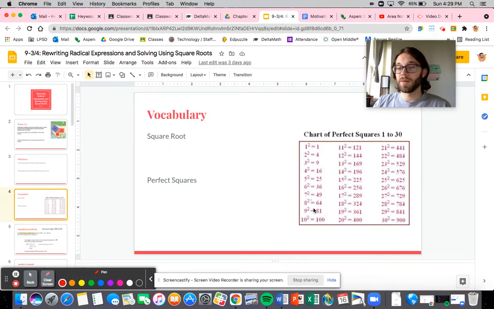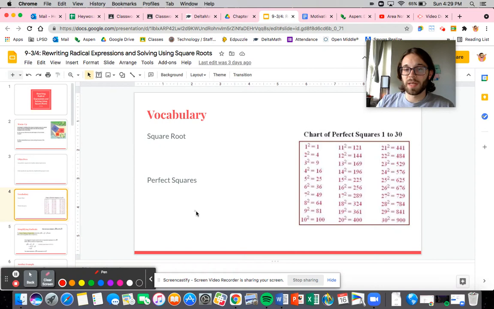Because I know the square root of 25. The square root of 25 is 5, because 5 times 5 is 25. Right, the square root of 361 is 19, because 19 times 19 is 361. And that's going to be really helpful for us.